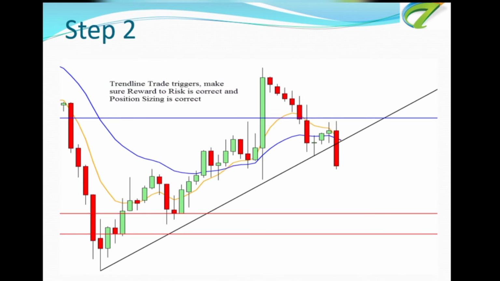So here it broke. Trend line trade triggers. Make sure the reward to risk ratio is correct and position sizing is correct as well. So above this is the stop. This is T1 and this is T2. And here we can see this R zone is also developed, and this is the crossing.